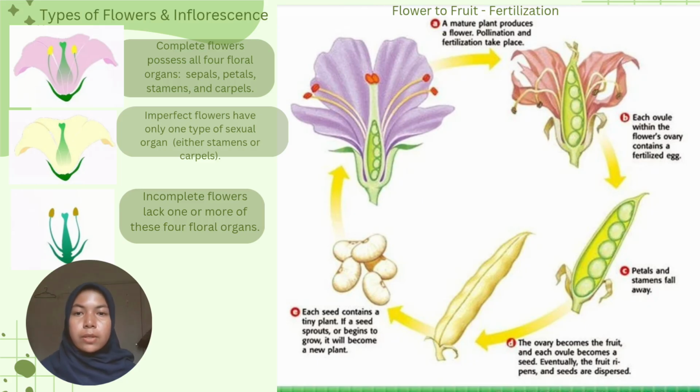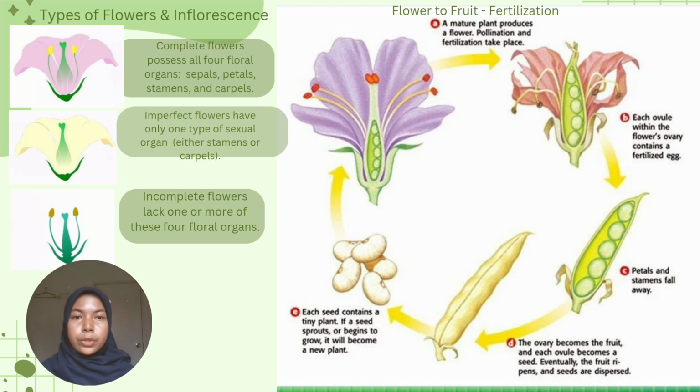Next, types of flowers and inflorescences. First, complete flowers possess all four floral organs: sepals, petals, stamens, and carpels. Second, imperfect flowers have only one type of sexual organ, either stamens or carpels. Third, incomplete flowers lack one or more of these four floral organs.